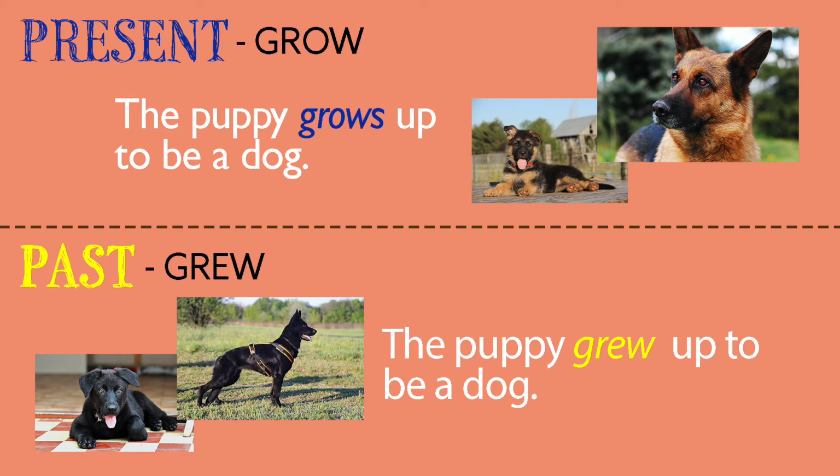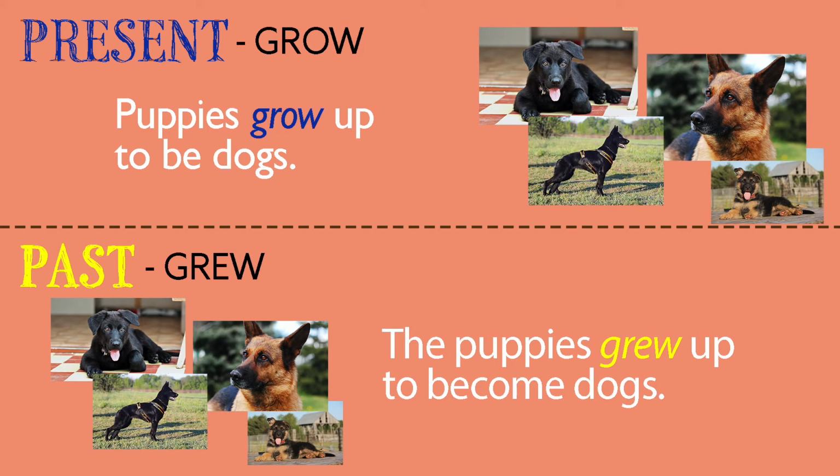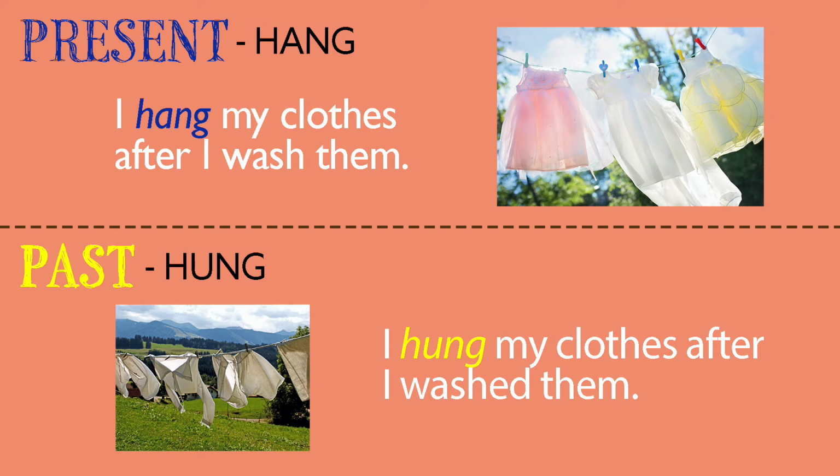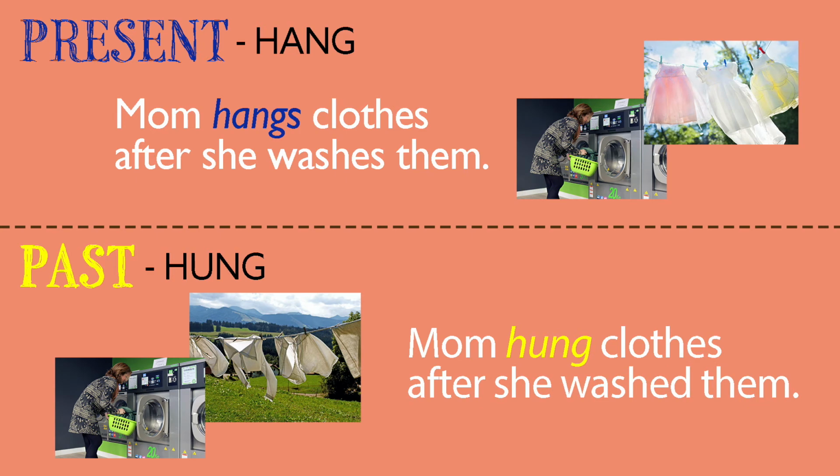Grow. The puppy grows up to be a dog. Grew. The puppy grew up to be a dog. Grow. Puppies grow up to be dogs. Grew. The puppies grew up to become dogs. Hang. I hang my clothes after I wash them. Hung. I hung my clothes after I washed them. Hang. Mom hangs clothes after she washes them. Hung. Mom hung clothes after she washed them.